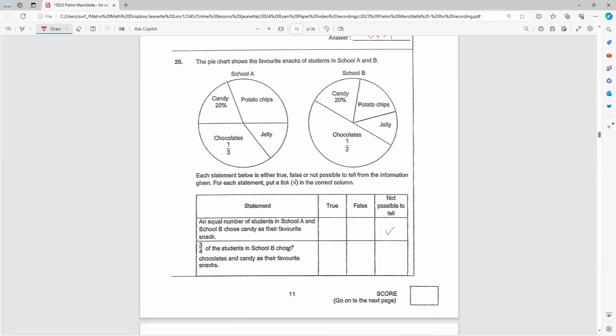Next, 3/4 of the students in B chose chocolates and candy as their favorite snacks. Is it true? Half is 50%. The chocolates and candy will give us 70%. 70% is not 3/4. So false.